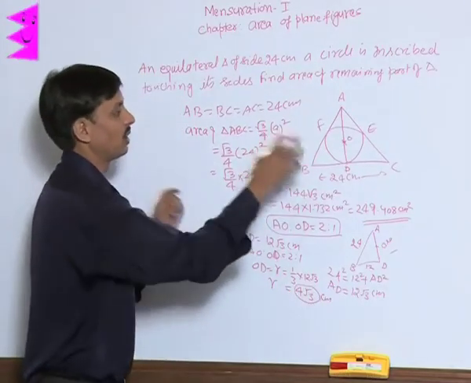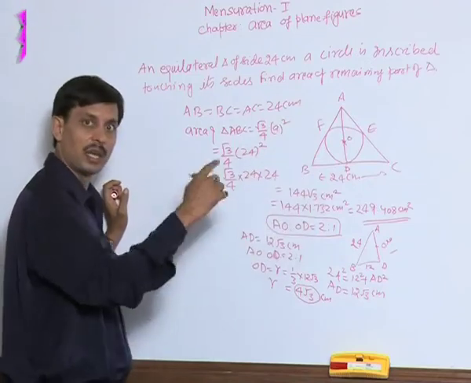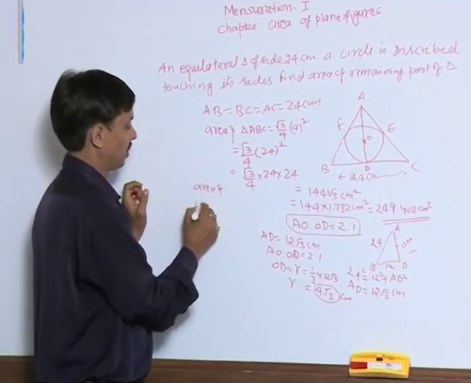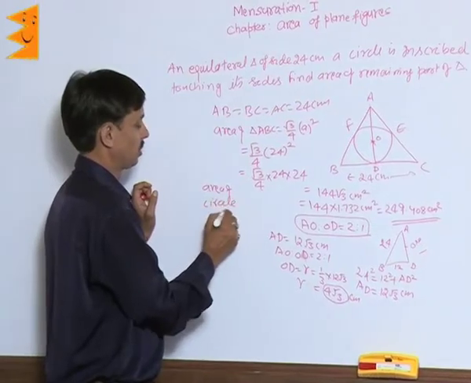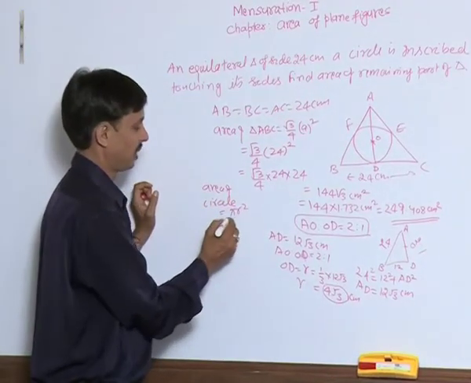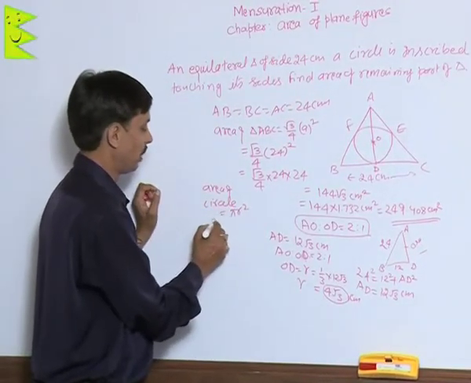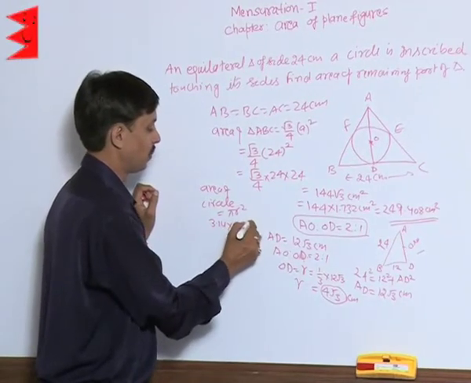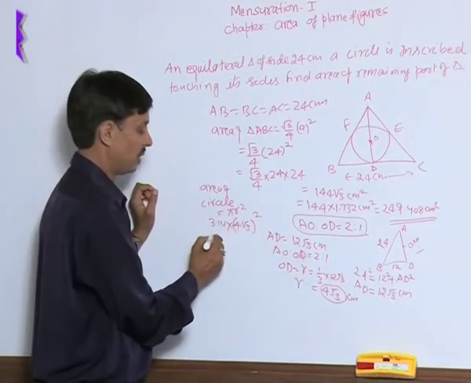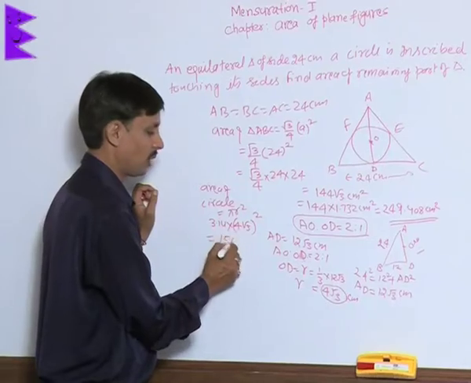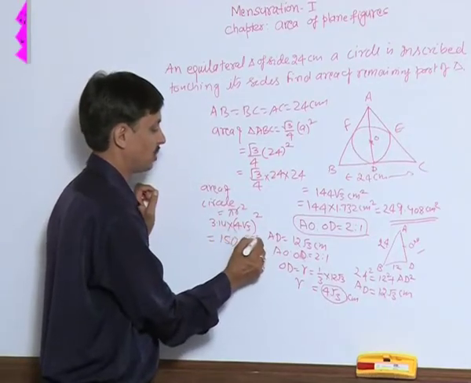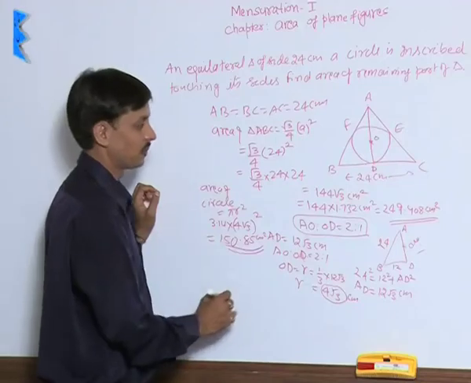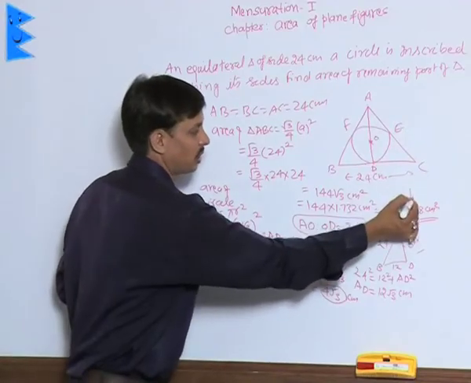How will we calculate the area of the circle? To find the area of a circle, the formula is area of circle equals pi r square. So we can say 3.14 into r square, where r is 4 root 3, whole square. This value will come out to 150.85 centimeter square. The area of the circle is this much and the area of the triangle is this much.